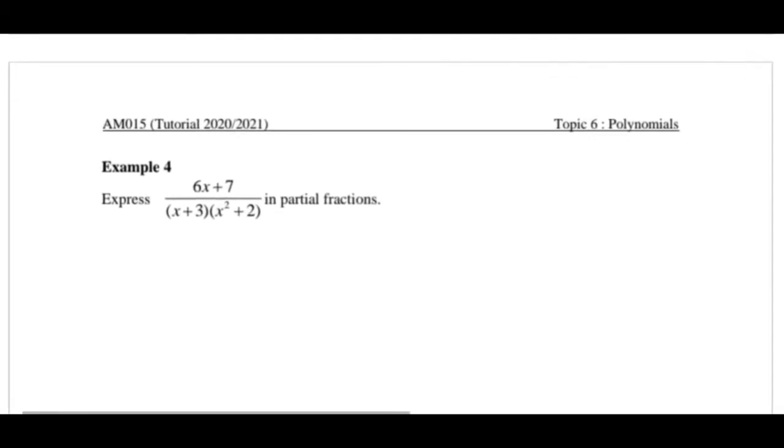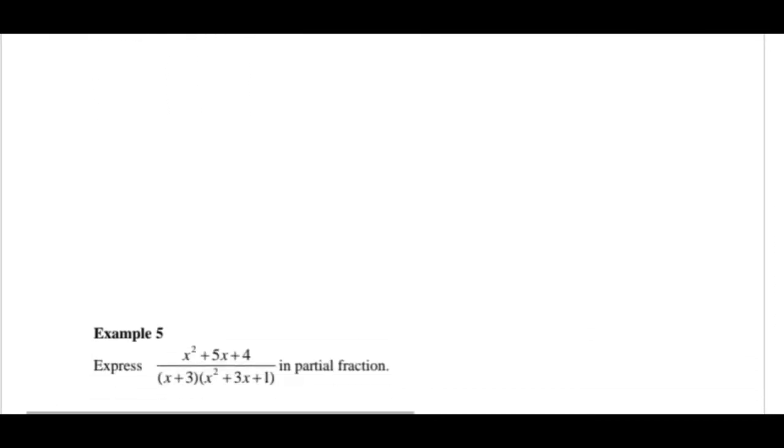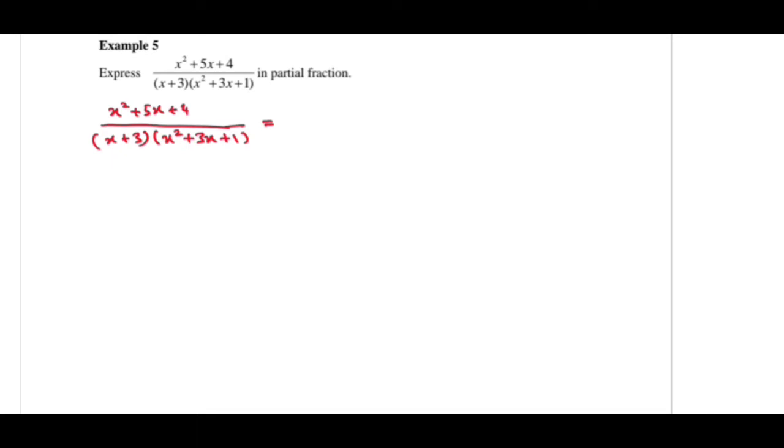Please try out example 2, example 3, example 4, and I would like to discuss example 5 now. Look at example 5. We don't care what the numerator is, whether it's quadratic, whether it's constant or linear. The most important thing about our numerator is that it must be at least 1 degree less than our denominator's degree, because we are only learning about proper fractions.